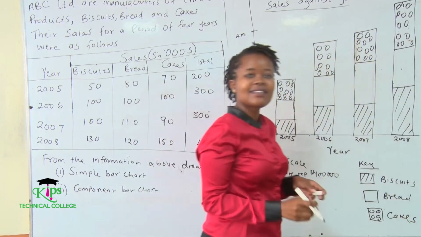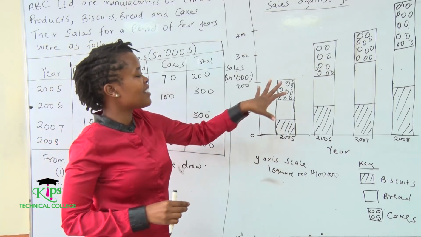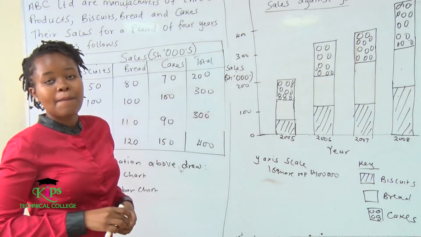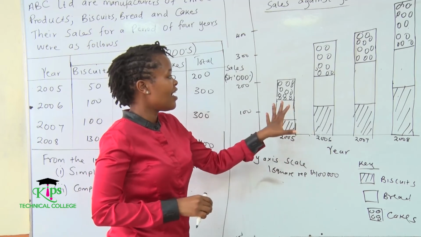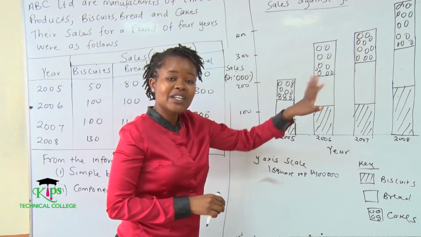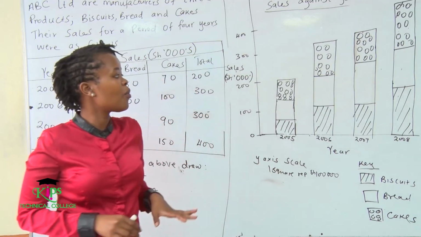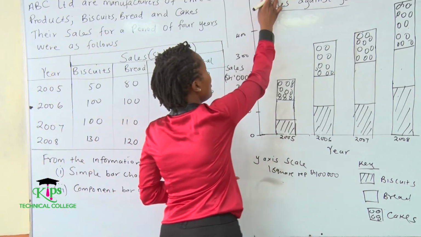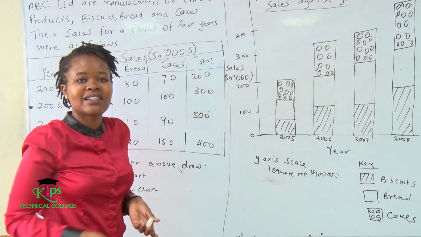Yeah, that's it. So we just used the graph which we had for the simple bar chart to come up with a component bar chart. But the difference is, for a simple bar chart, the individual components are not represented, but for a component bar chart, they are supposed to be represented. So this is basically an actual component bar chart, or simply a component bar chart.